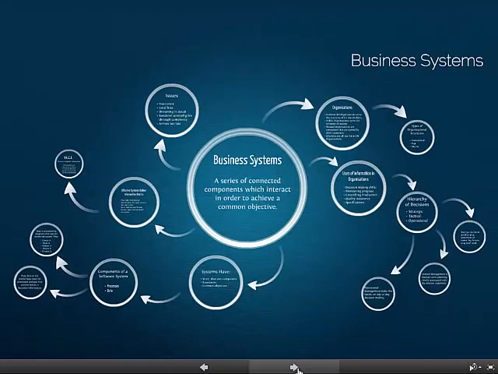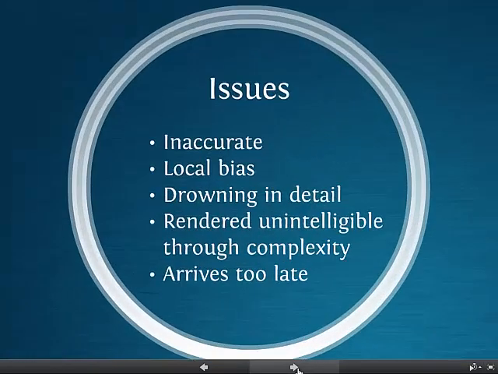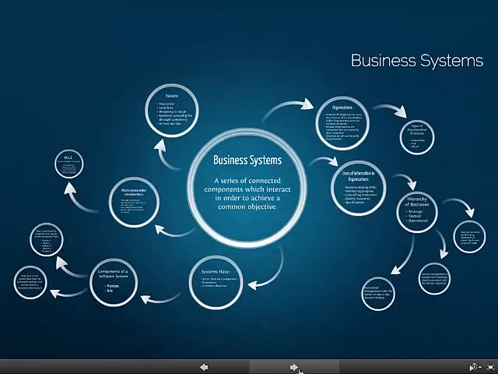So what sort of problems have we got with information? When does it all go wrong? Well, first off, it might be inaccurate. There might be some kind of local bias in the information. There's too much of it. You drown in it. It might be rendered unintelligible through complexity. There might be too much detail and it's too difficult to read. Or it just might arrive too late, or perhaps in the wrong location. The flip side of the earlier slide.